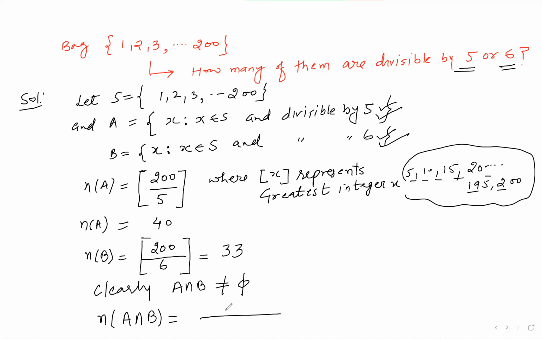So if I wish to check how many numbers are divisible by 5 as well as 6, so 200 divided by, go for the LCM of 5 and 6. Means any number which is divisible by 5 and divisible by 6 will also be divisible by their LCM, which is 30. So it gives 6 point something. So the rounded result is 6. So greatest integer X would be 6.